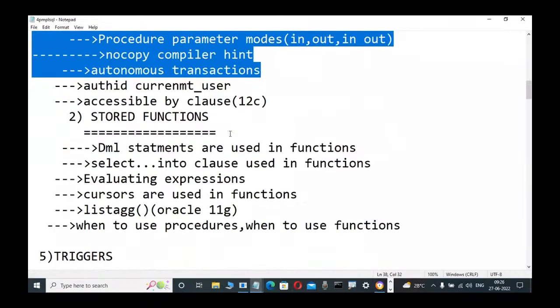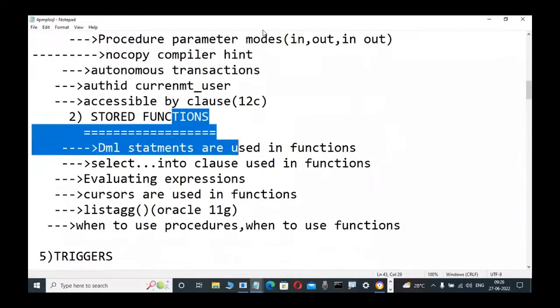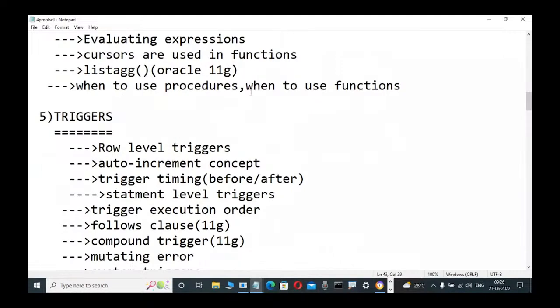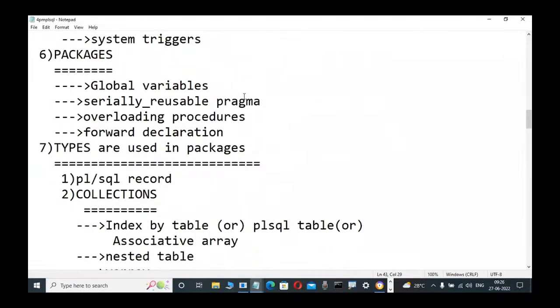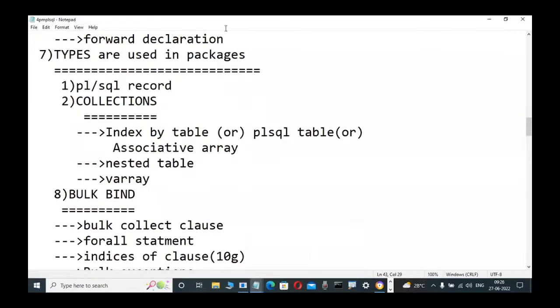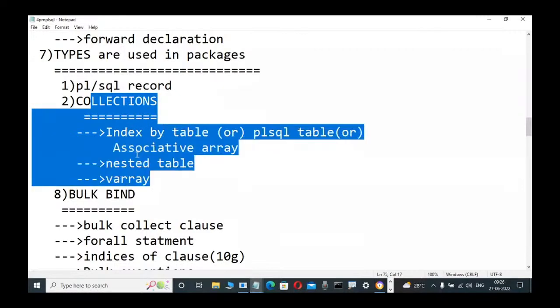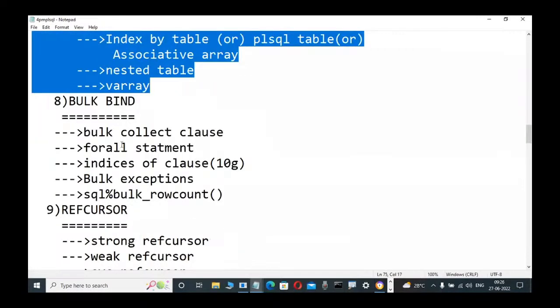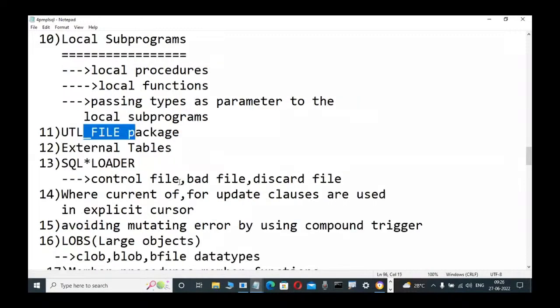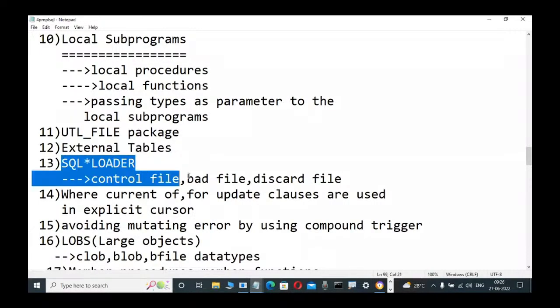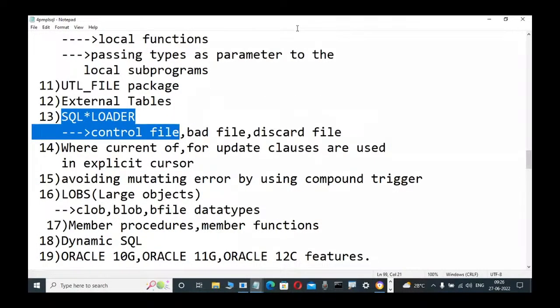Stored functions, triggers, packages. But unfortunately, so many fellows are not Java, not .NET, not Python. Some fellows who are applying for jobs where pure PL/SQL developers with a 2 or 3 year gap are needed. For those persons, we are telling advanced concepts in PL/SQL, job oriented: collections, very, very important, bulk bind, ref cursors, local subprograms, UTL_FILE package, external tables, SQL*Loader, because maybe so many fellows are applying for jobs where pure PL/SQL developer jobs are also there.